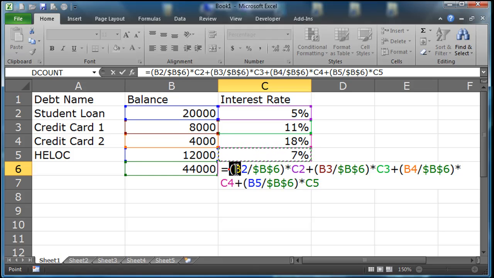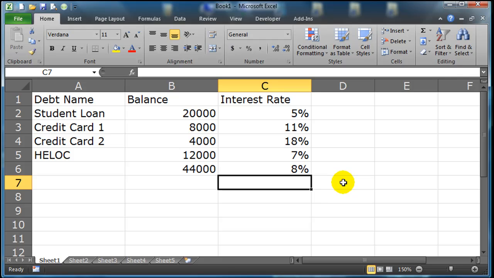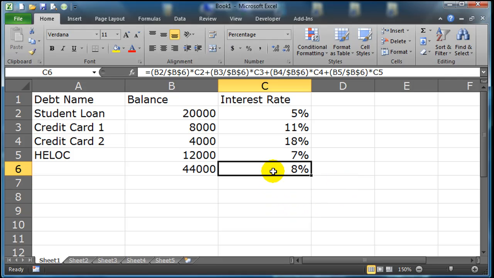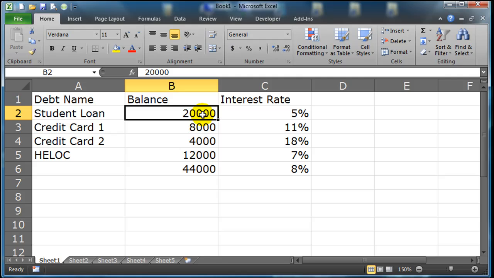So I've got my student loan portion plus credit card 1 portion plus credit card 2 portion plus home equity line of credit portion. There we go. So as it turns out, my average interest rate is really not 10%. My weighted average is 8%. It's weighted because the big portion of my debt is the student loan.